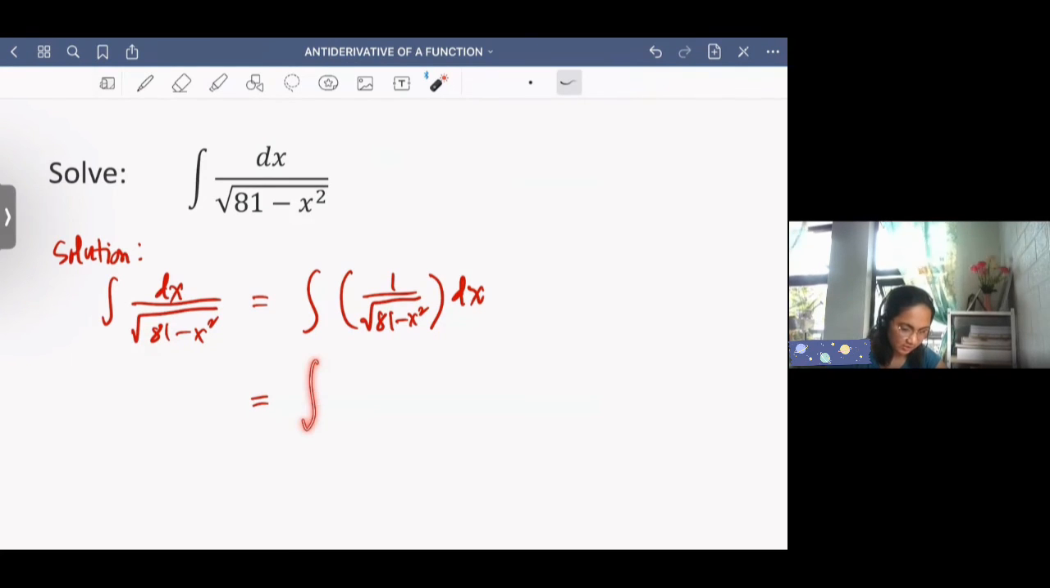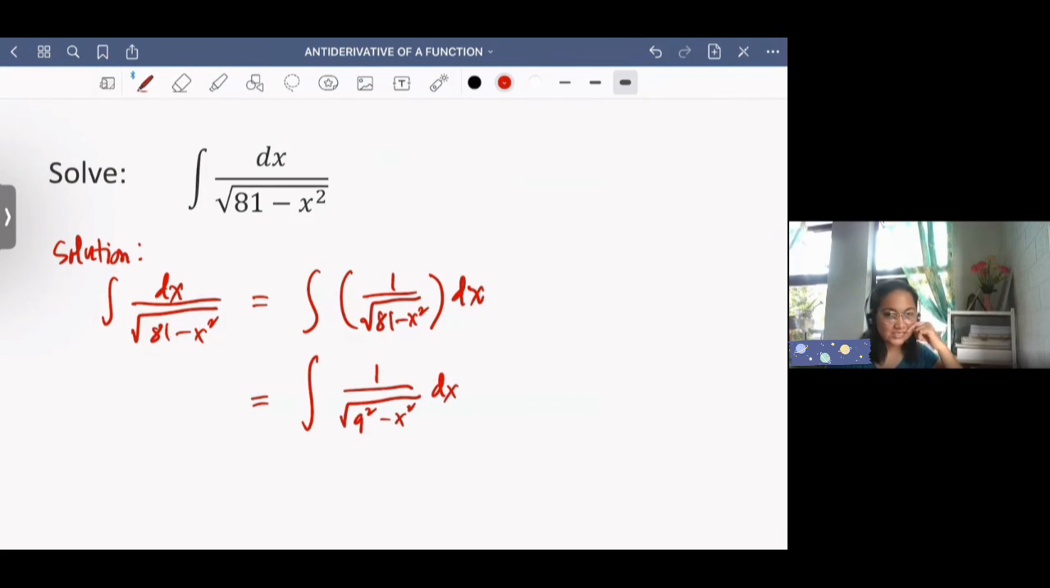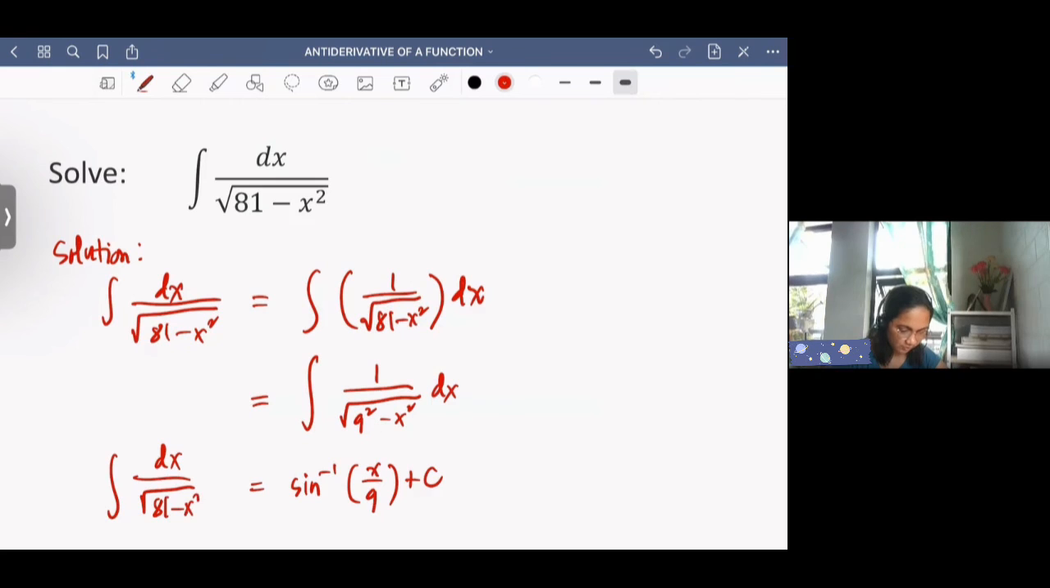So, this is the integral of 1 over square root of 9 squared minus x squared dx. So, meaning a is equal to 9. Therefore, its antiderivative will be inverse sine of x over 9 plus c. This is the antiderivative of dx over the square root of 81 minus x squared.